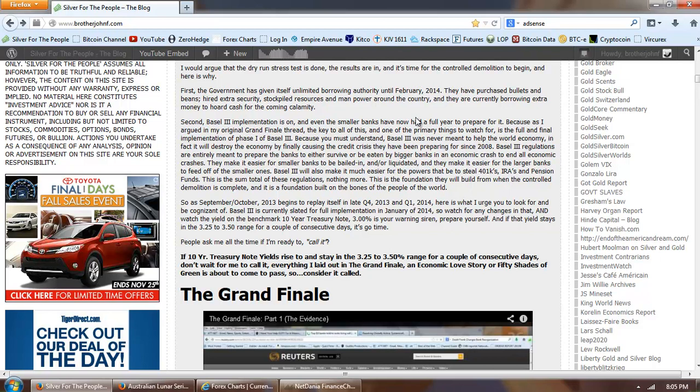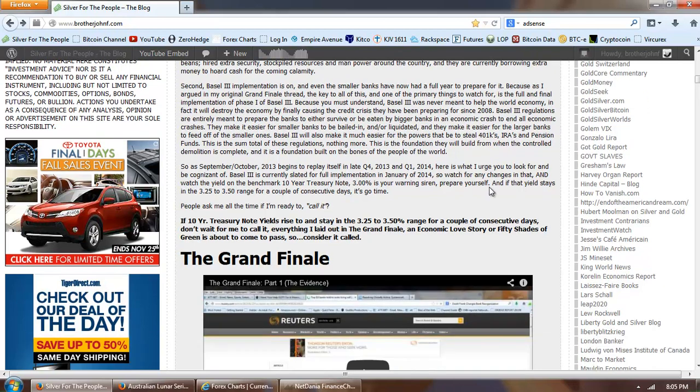They make it easier for smaller banks to be bailed in and/or liquidated, and they make it easier for the larger banks to feed off the smaller ones. Basel III will also make it much easier for the powers that be to steal 401ks, IRAs, and pension funds. This is the sum total of these regulations, nothing more. This is the foundation they will build from when the controlled demolition is complete, and it's a foundation built on the bones of the people of the world.